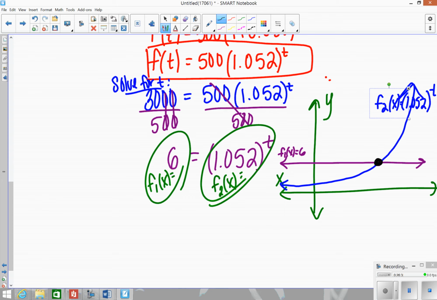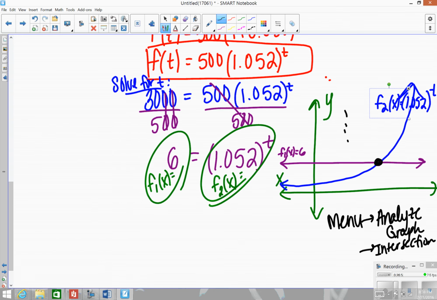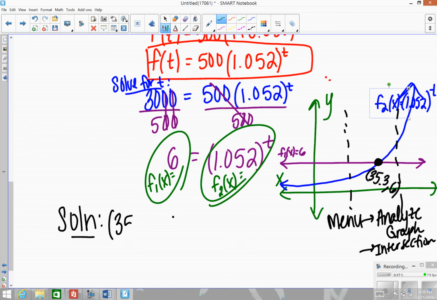Once you can see it, you're going to do menu, analyze graph, and then intersection. Then those little dotted lines will show up. Remember, you have to select somewhere so that this point is in between those two lines, and then your calculator will tell you that solution. The solution that you should end up getting is 35.3 comma 6. So let's just interpret what that means.